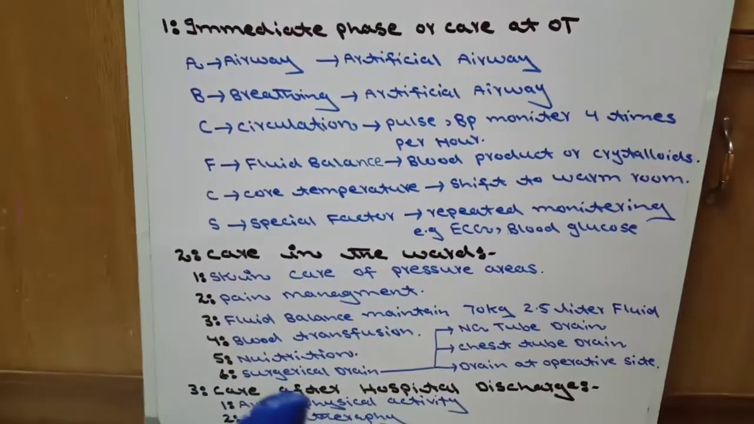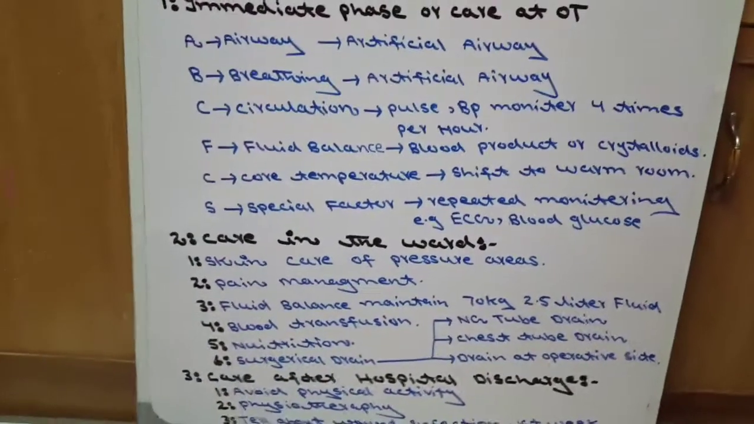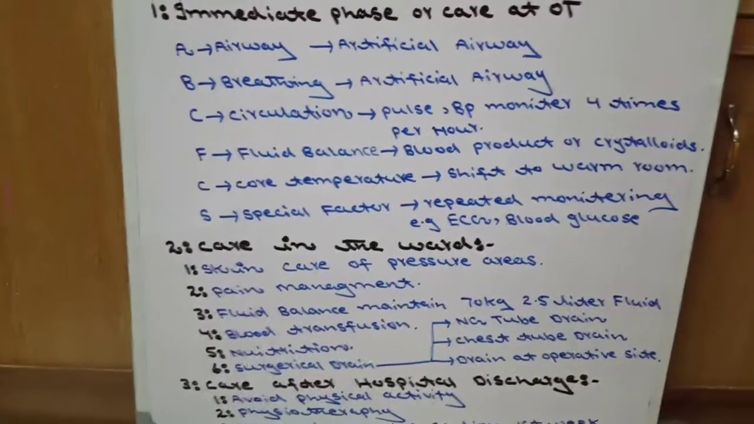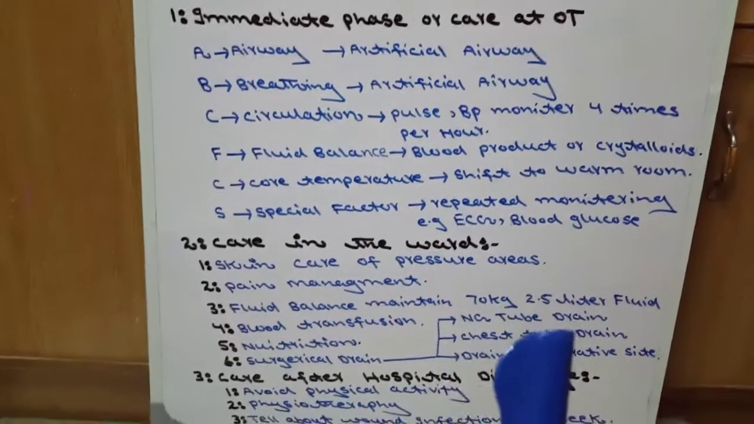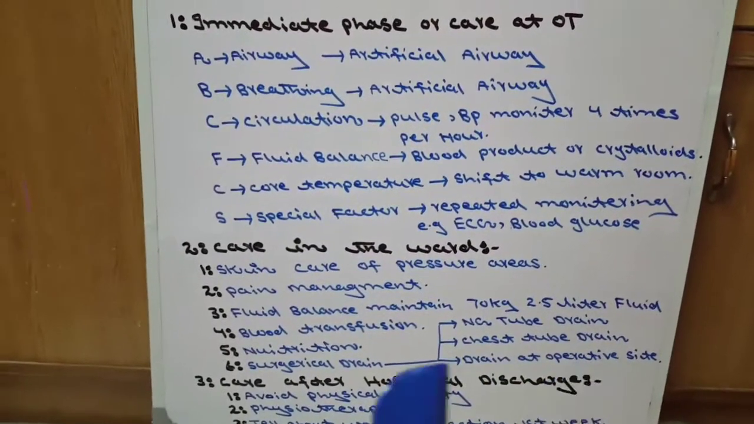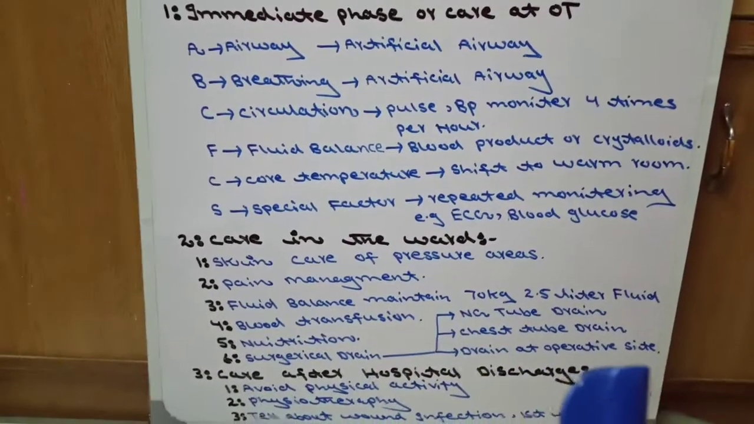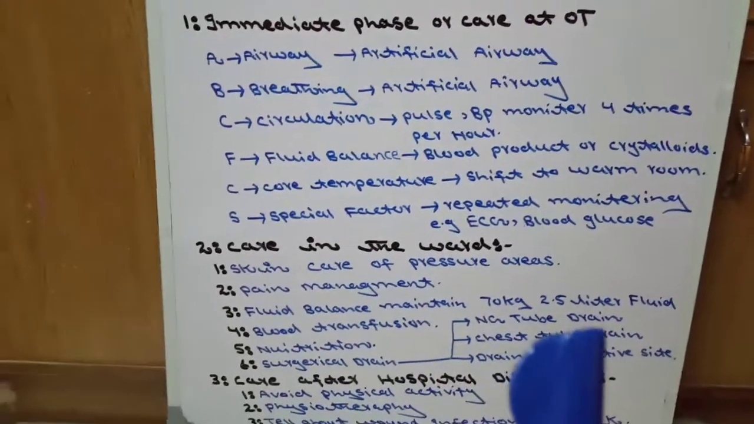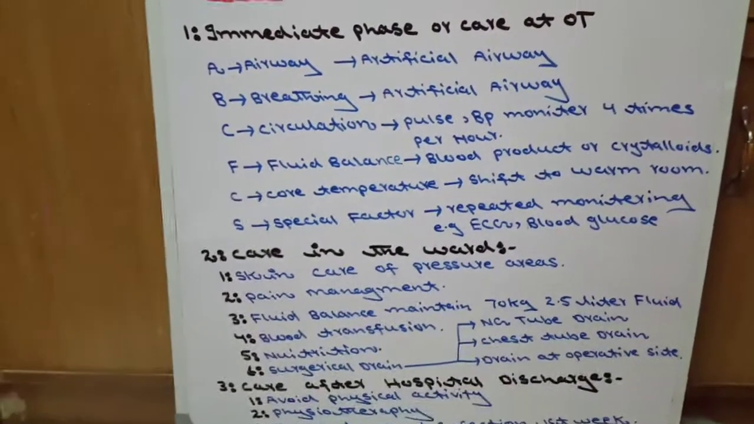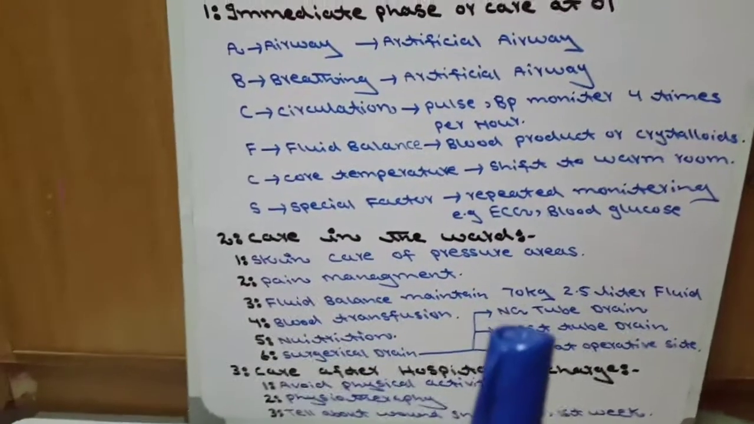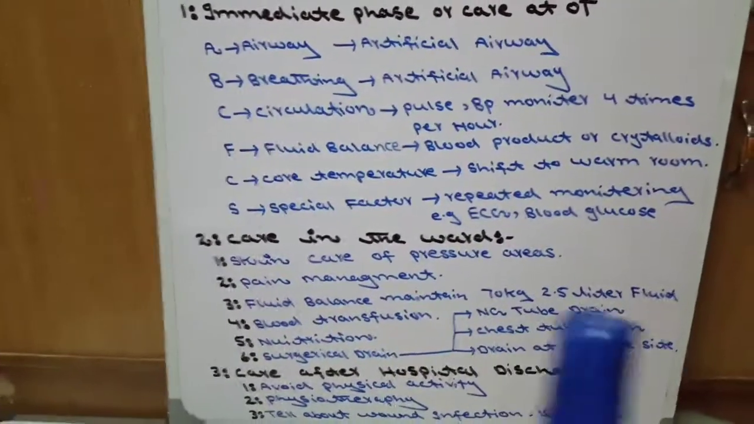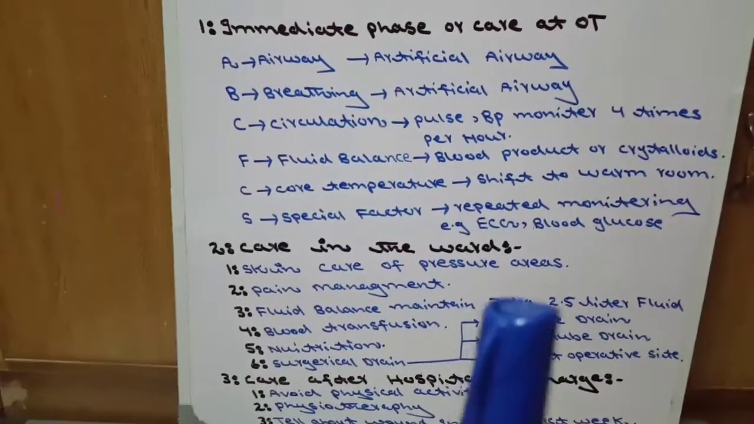Number 6, surgical drain. We should provide a surgical drain in the ward. Surgical drains are 3 types. Number 1 is NG tube drain. Number 2, chest tube drain. Number 3, drain at operative site. First is the NG tube drain, meaning nasogastric tube drain. This drain is necessary for nutrition of the patient and also to remove the fluid from the stomach.